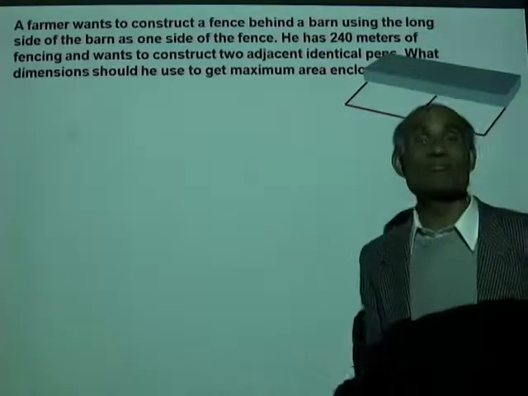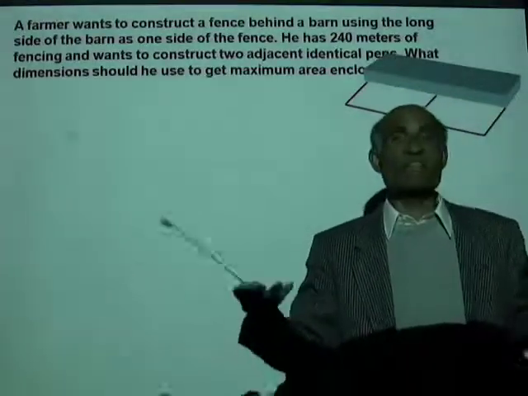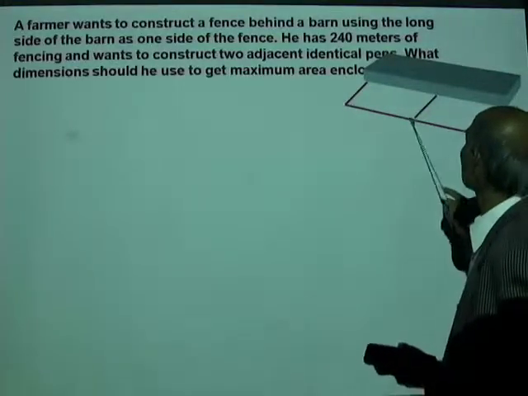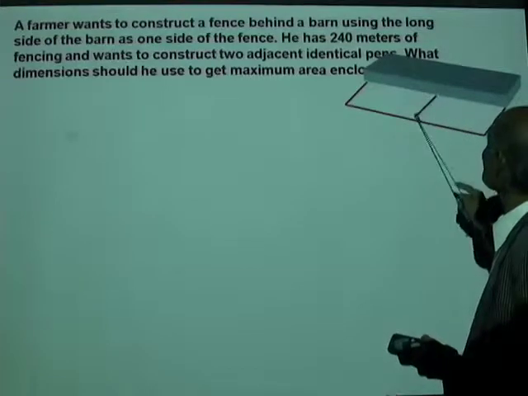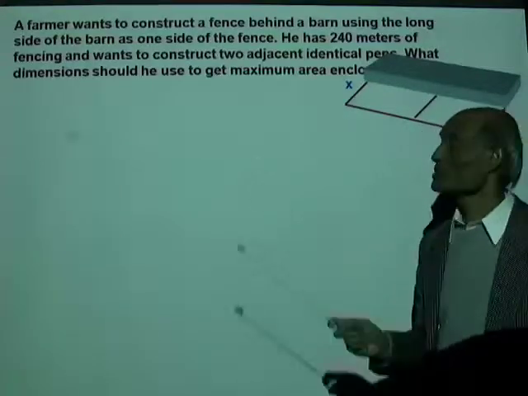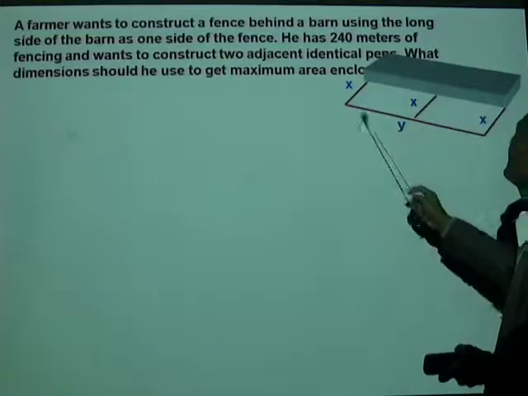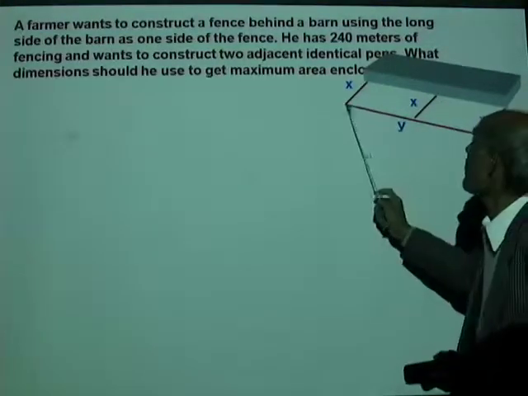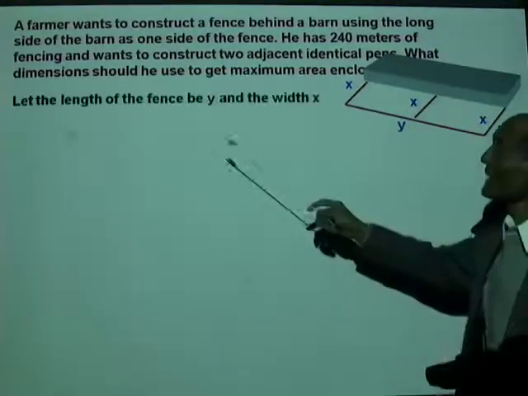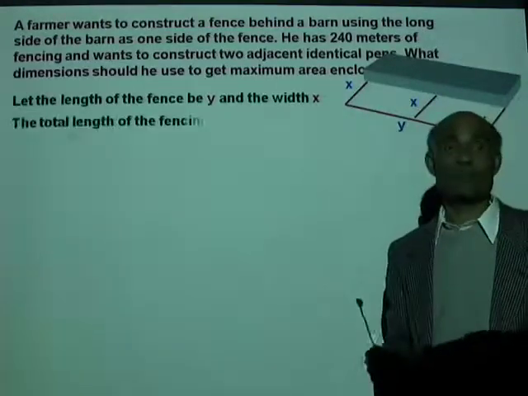Now, what is the given information? Given information is the total length of the fence he has is 240 meters. In other words, if you add this length to this length to this length to this length, it must be equal to 240 meters. That is what is given. So let's write that down. If this is x, then this will be x, and that will be x, and let that length be y, which is the length of the barn actually. So let the length of the fence be y and its width be x.